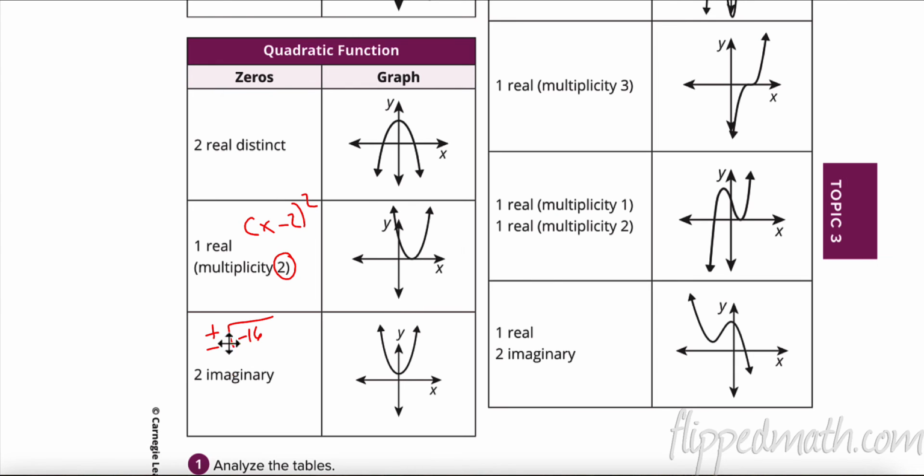We could also have 2 imaginary numbers, because remember, the quadratic equation says I take the plus or minus of a negative number. That's why imaginary numbers always come in pairs. And on a graph, that means it doesn't hit, all right?